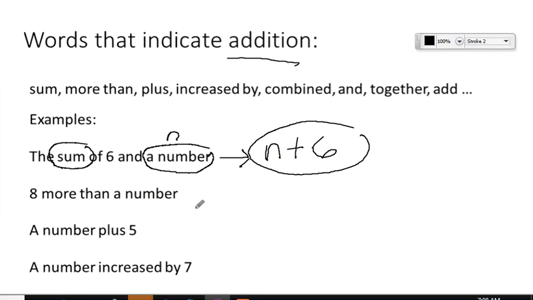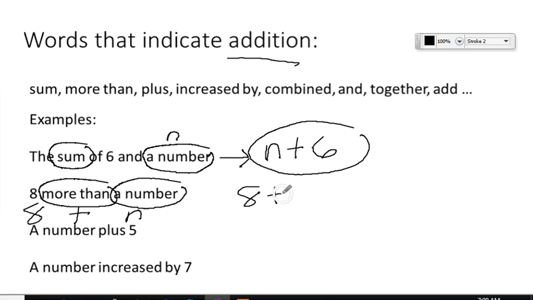8 more than a number. Okay, so remember the words more than, that just means addition. Okay, and then we know that if it says a number, that's something that we don't know, so we're going to assign that a variable. So then we're left with 8 more than a number. So really we just follow the sentence and we plug in what we know in the sentence and it will leave us with our expression. So let's go ahead and look at the next one.